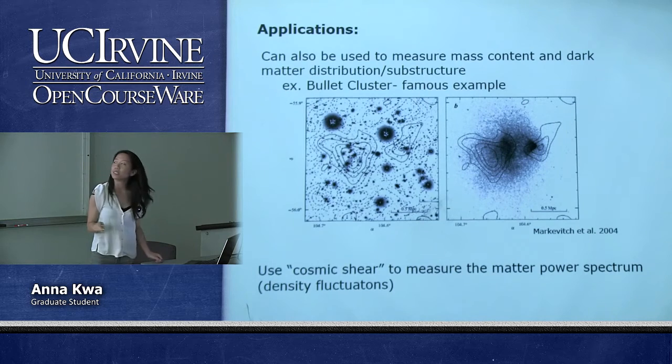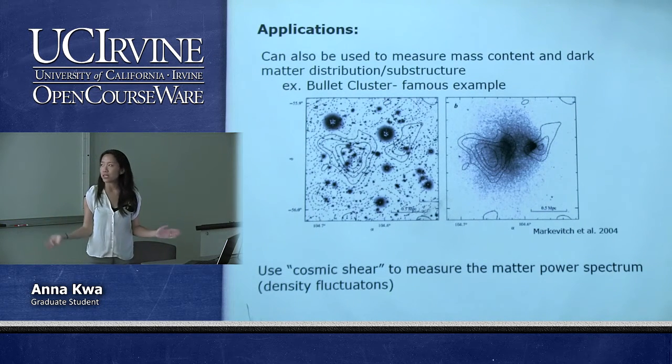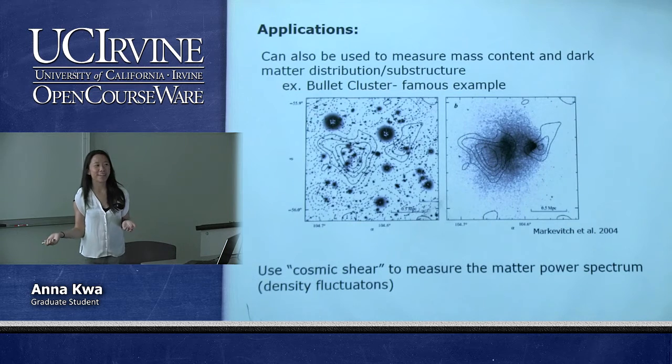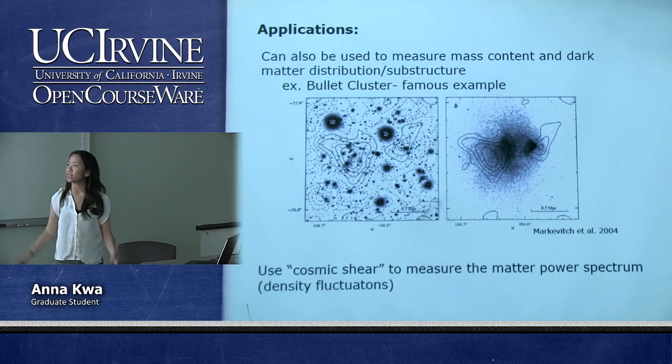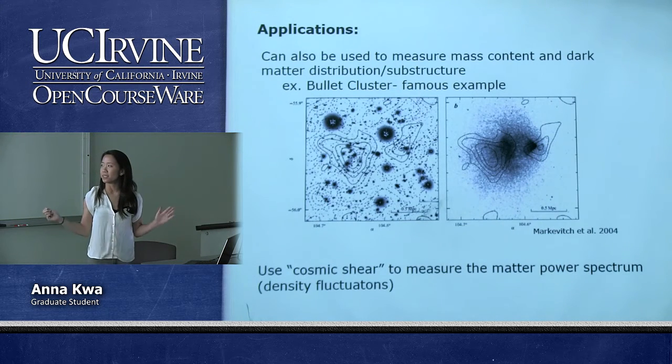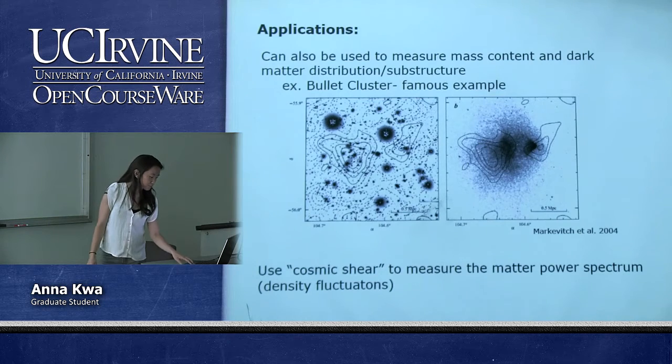Another use for weak lensing is to measure the cosmic shear. If you take a lot of weak lensing measurements all over the place, we know there's dark matter substructure in the universe. If you believe in dark matter, you believe there's dark matter substructure, and that will lens all the galaxies, and you can do a big statistical analysis and determine the level of the fluctuations in density.